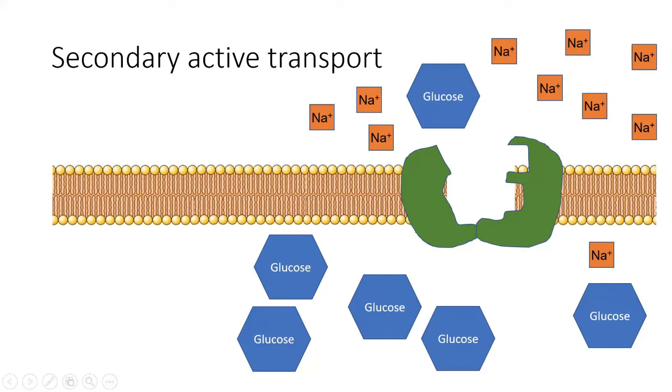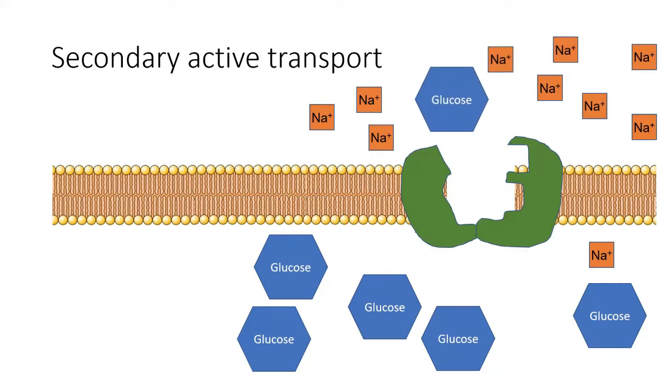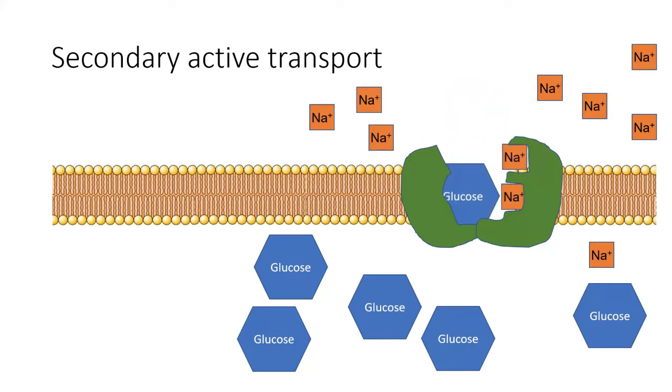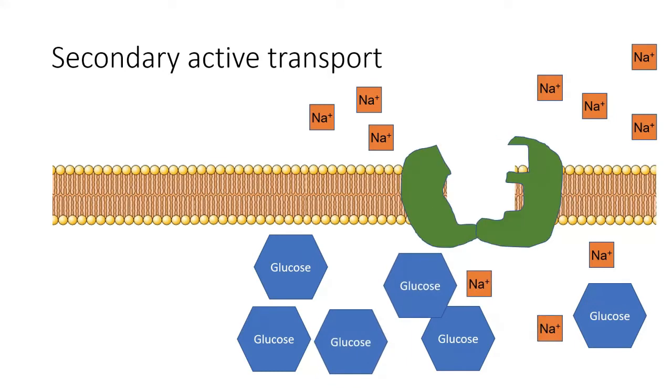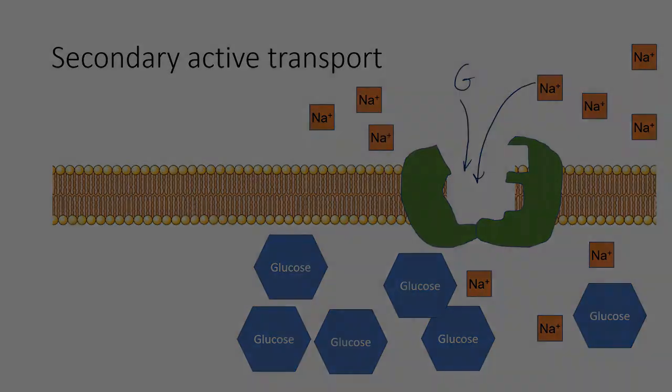Here's how it works. We have this giant carrier protein. It needs some power to move glucose against its concentration gradient, and that power is going to come from sodium. So they all find sort of their places. They're dumped into the cell, and then that resets. And as long as you have a concentration of sodium that wants to come in, you can bring more glucose along with it. But that's basically how it works.